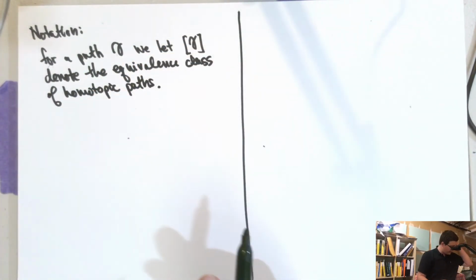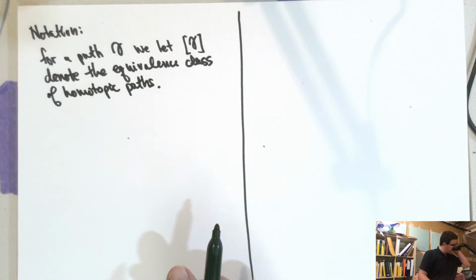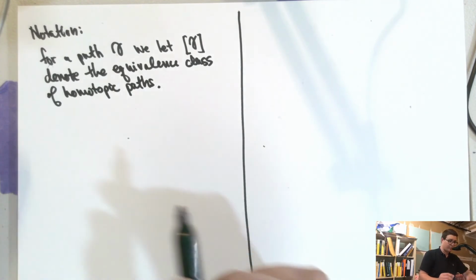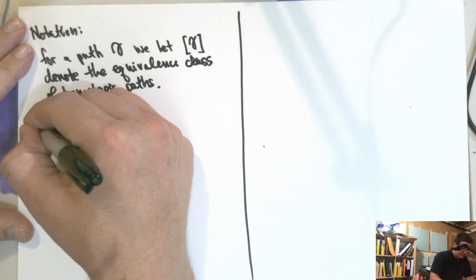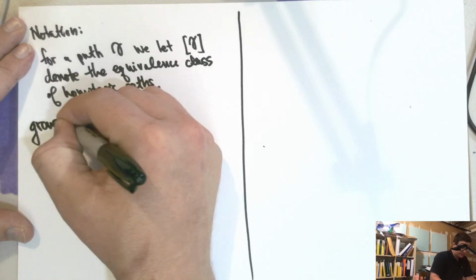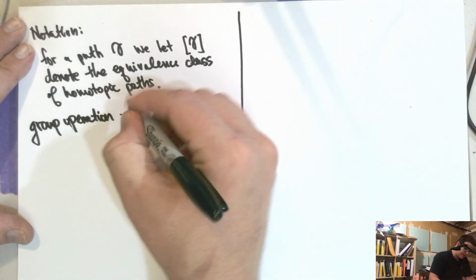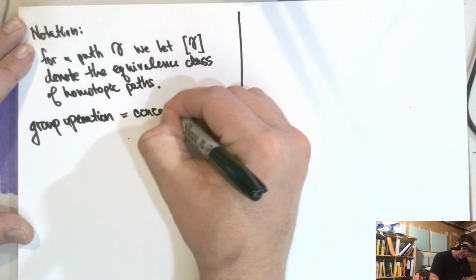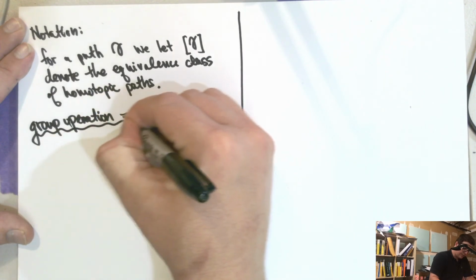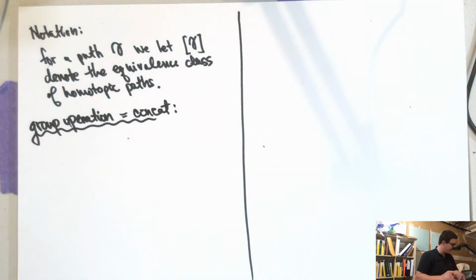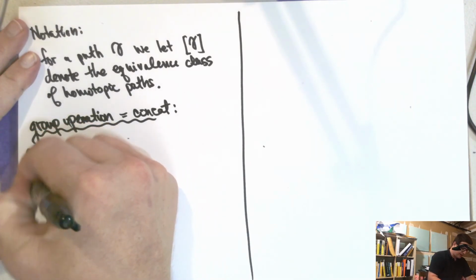One thing that I said is that this thing was a group. So what's the group operation? The group operation is concatenation. What does concatenation mean? It means that you do one path and then you do another path just shortly following it. Let's give an example.